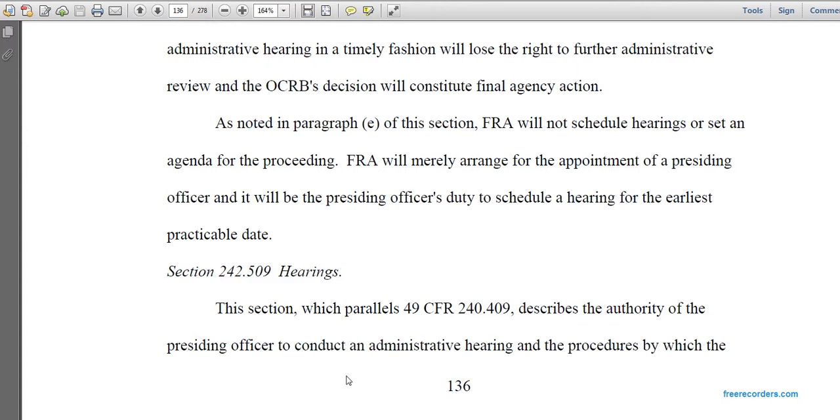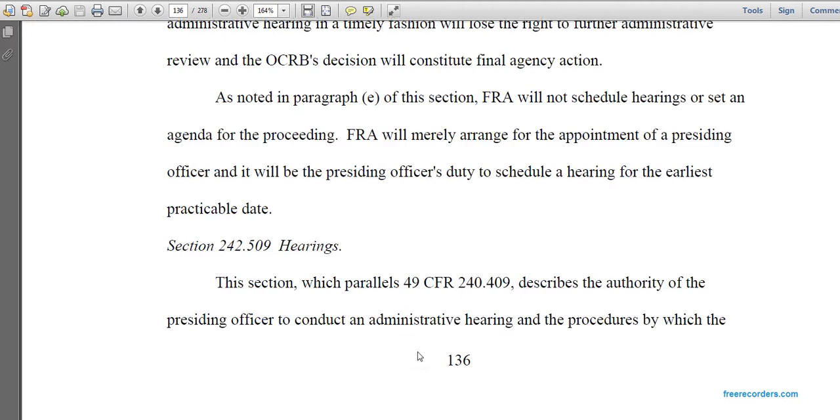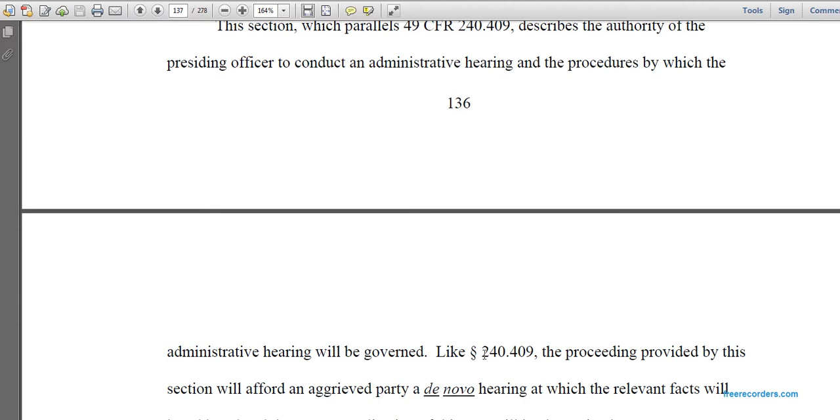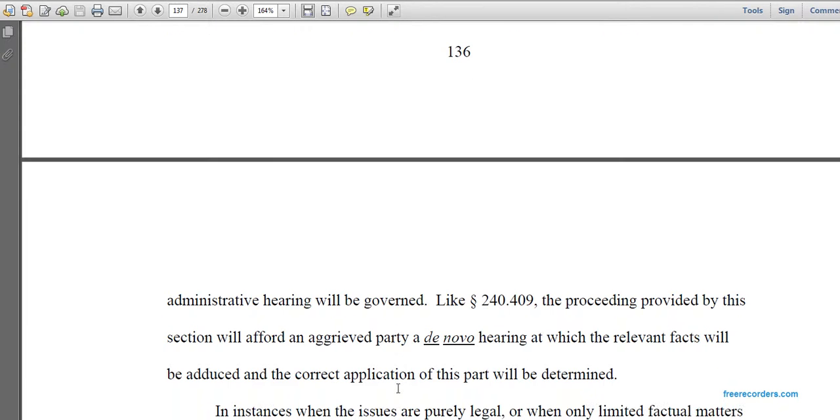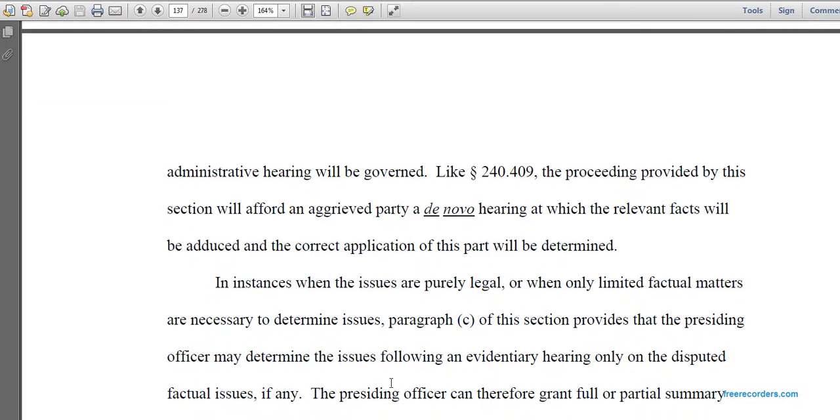Section 242.509, which parallels Title 49 CFR 244.09, describes the authority of the presiding officer to conduct administrative hearings and the procedures by which the hearings will be governed. Like 244.09, the proceeding provided in this section will afford the aggrieved party a de novo hearing, at which the relevant facts are adduced and the correct application of this part is determined.